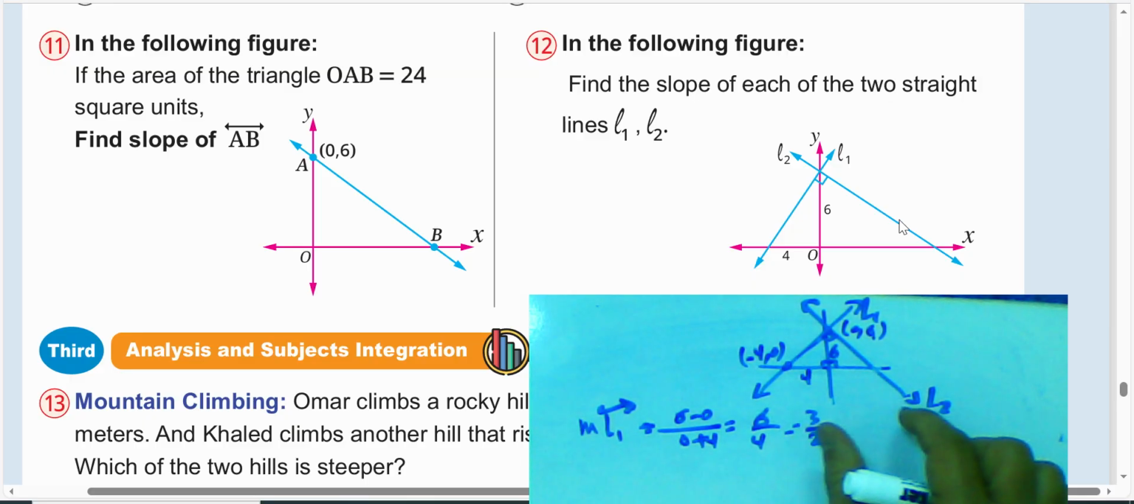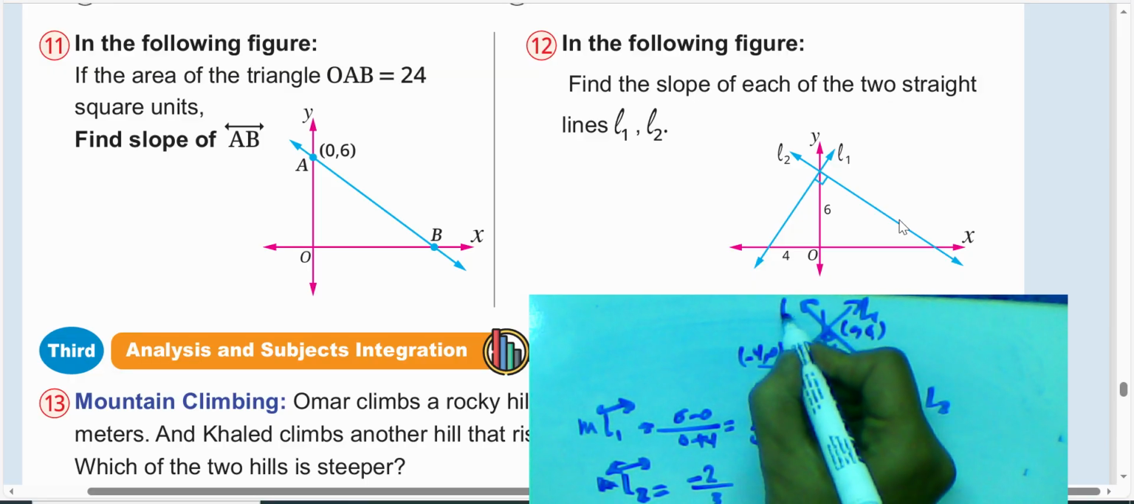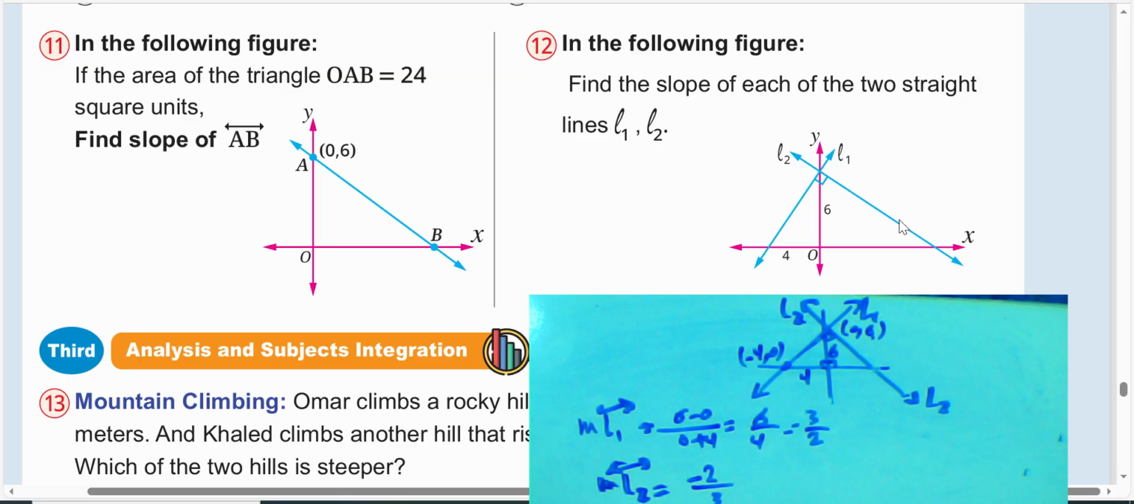Then the slope of L2: write the reciprocal of this number and change the sign. Then the slope of L2 equals negative 2 over 3. Okay, understood? This is negative 4 and 0, and here 0 and 6.